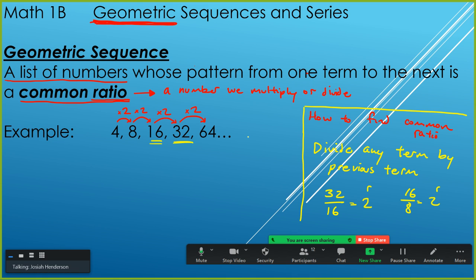If you don't see it automatically, sometimes they're kind of easier, times 2 or times 3. Maybe you see that right away. Maybe we get a weird fraction for our common ratio. So to find that weird fraction, to find the common ratio, this will always work. Divide any term by the previous term, the one that came before it.